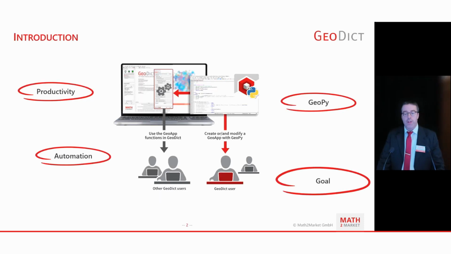Okay, so increasing productivity, automating tasks with GeoPy. What is the goal here? We all use GeoDict, but we want to use it better. We want to automate tasks, we want to have reproducibility, collaborate with colleagues, increase productivity, and in the end, use GeoPy to use GeoDict better. The GeoDict functionalities to enter this world are macros and actually your workflows, what you're doing there.